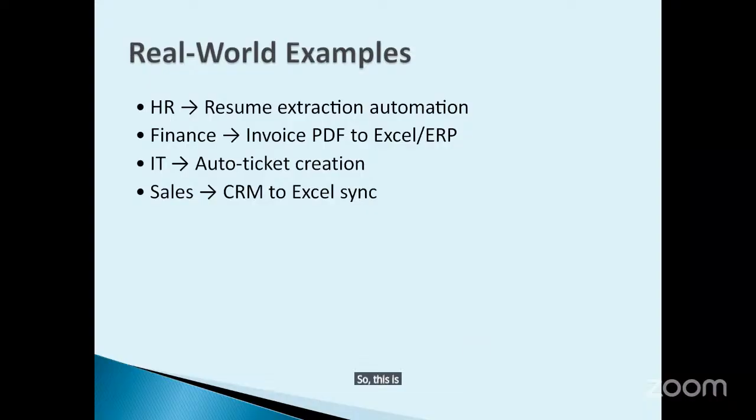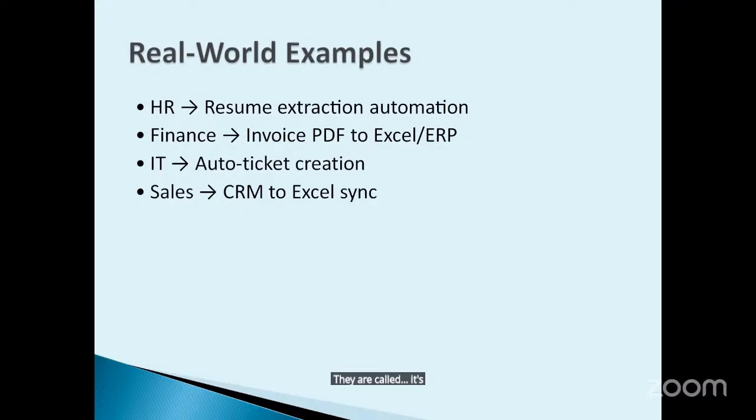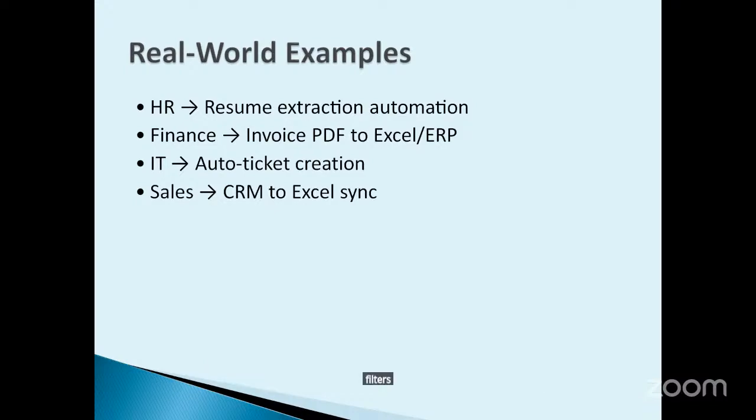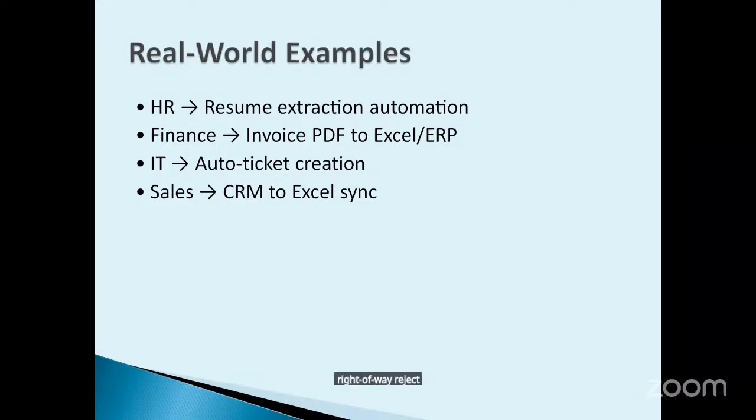So this is the biggest use case right now, which is currently in the system. They are doing it. It's called ATS. If you guys remember, there is something called ATS, which is an AI system that filters your resume and gives you one score. So based upon the scores only, HRs will contact you. If your score is more than 90, they'll contact you. If not, they will write away rejection.